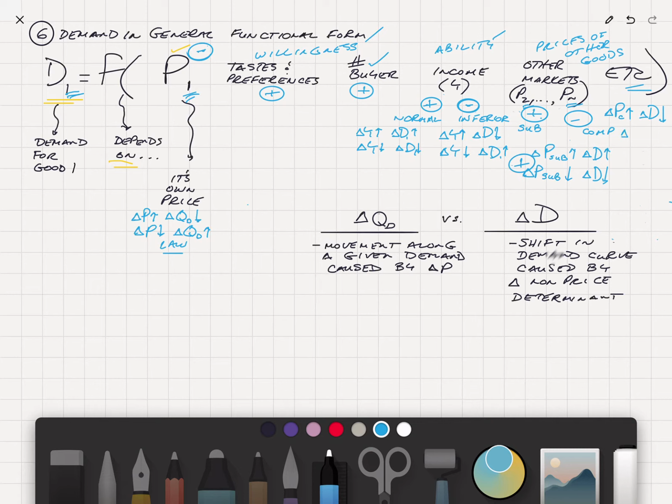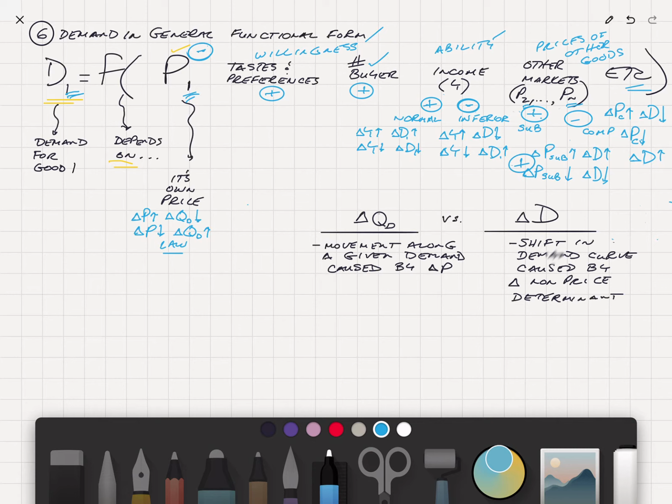If you have a change in the price of a complement down, you'll have a change in... rascally rabbit. Ooh. I know you guys probably like it when I screw up. Change in demand would go up.